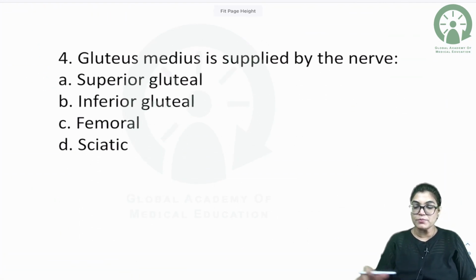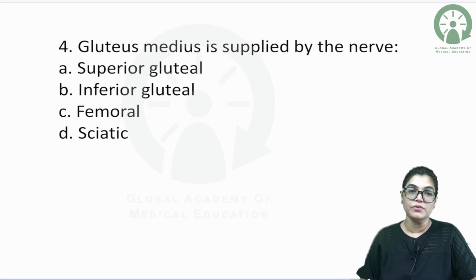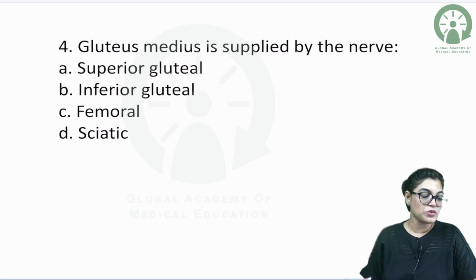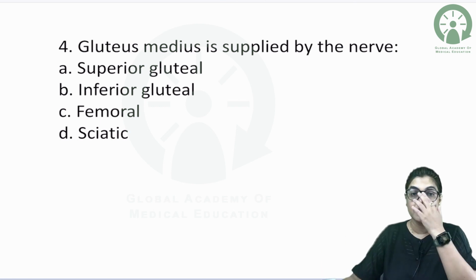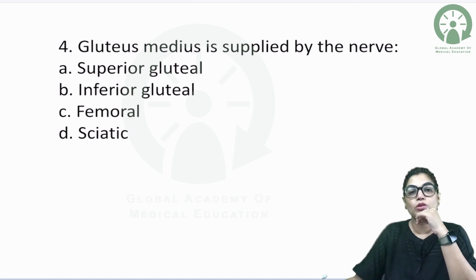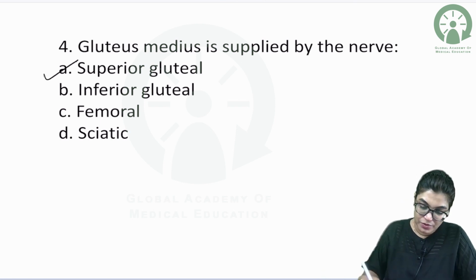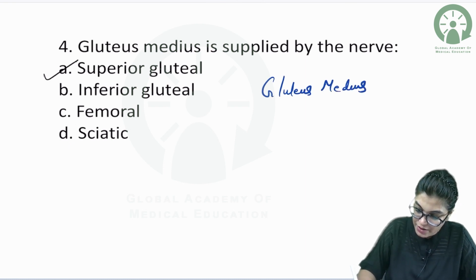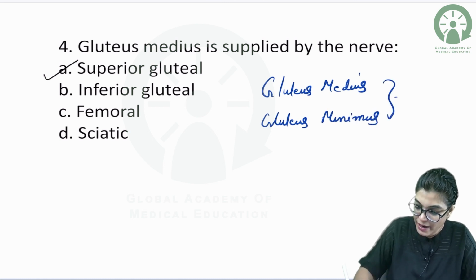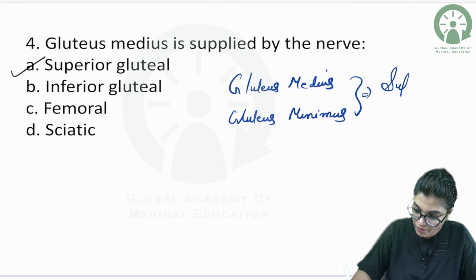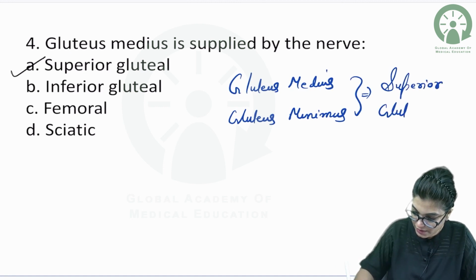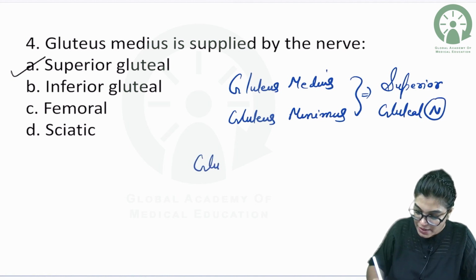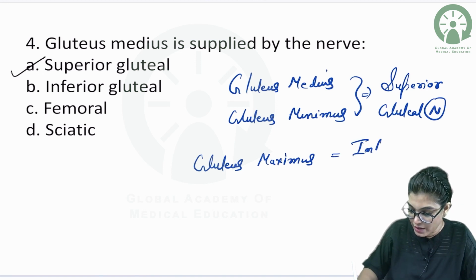Now, gluteus medius is supplied by which of the following nerves? It is important for you to note down the nerve supply of gluteus medius and gluteus maximus. Gluteus medius and minimus both are supplied by superior gluteal nerve. So please note down, gluteus medius and also gluteus minimus, both are supplied by superior gluteal nerve. Gluteus maximus muscle is supplied by inferior gluteal nerve.